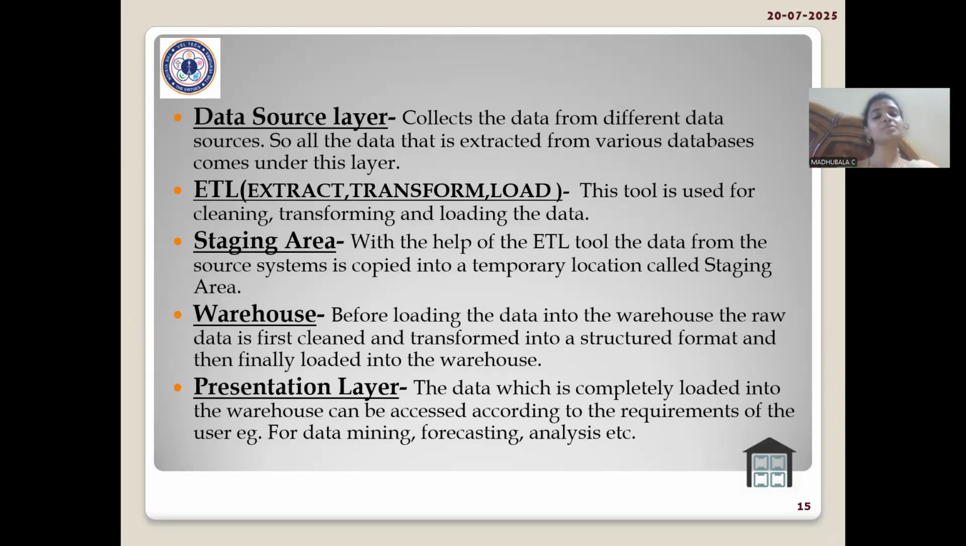And then the warehouse. What is meant by warehouse? Before loading the data into the warehouse, the raw data is first cleaned and transformed into a structured format, and then finally loaded into the warehouse. For example, if we give zeros, or if we give letters like A, B, C or J, K, L, the data warehouse has to do the cleaning process. That can be converted into a structured format, and only then is it finally loaded into the warehouse.